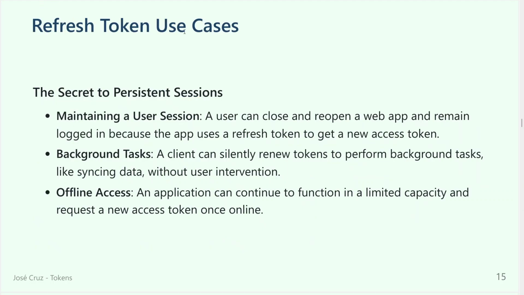Okay. Refresh token use case, of course, to maintain a user session. Background task, usually you can use a background task, let's say, that goes every hour and checks the token, or maybe you can program a very good background task. Let's say, okay, I will schedule this renew in my cron to renew automatically the access token that I have, so I will not disrupt my application. Okay. And an application can continue to function in limited capacity and request a new access token once online, because the access token contains information that you need and it's valid, but the refresh token always needs an online connection.